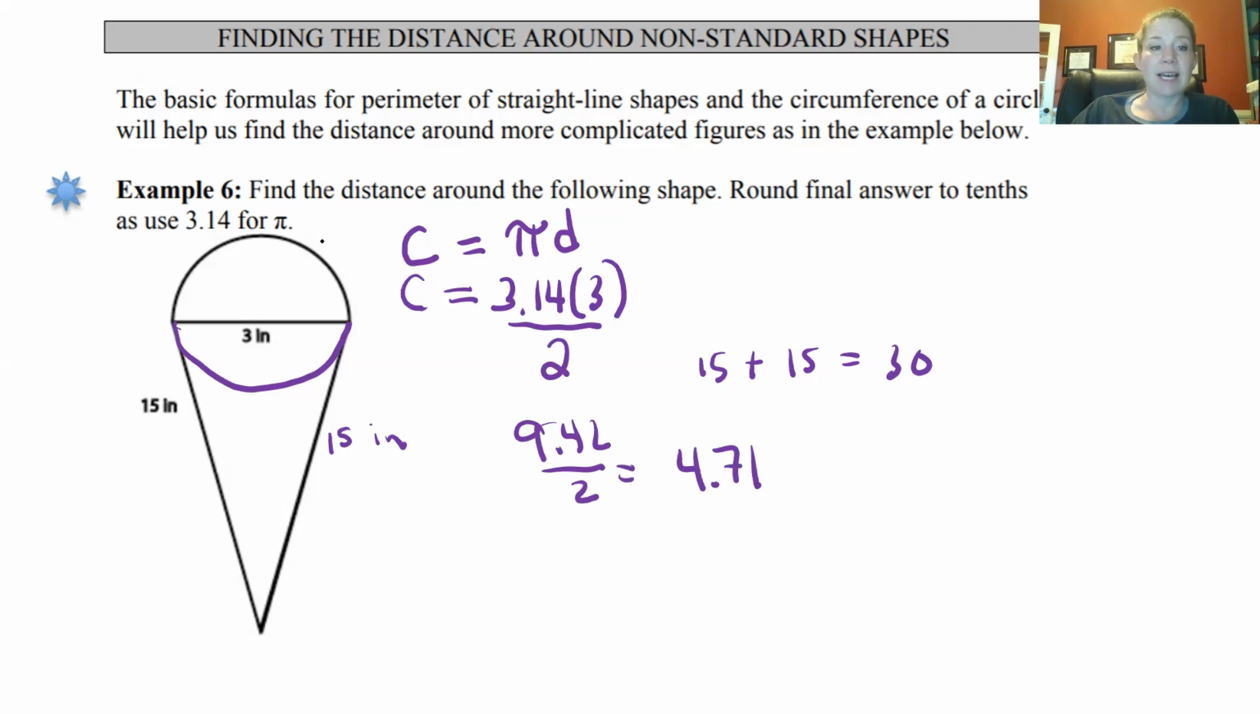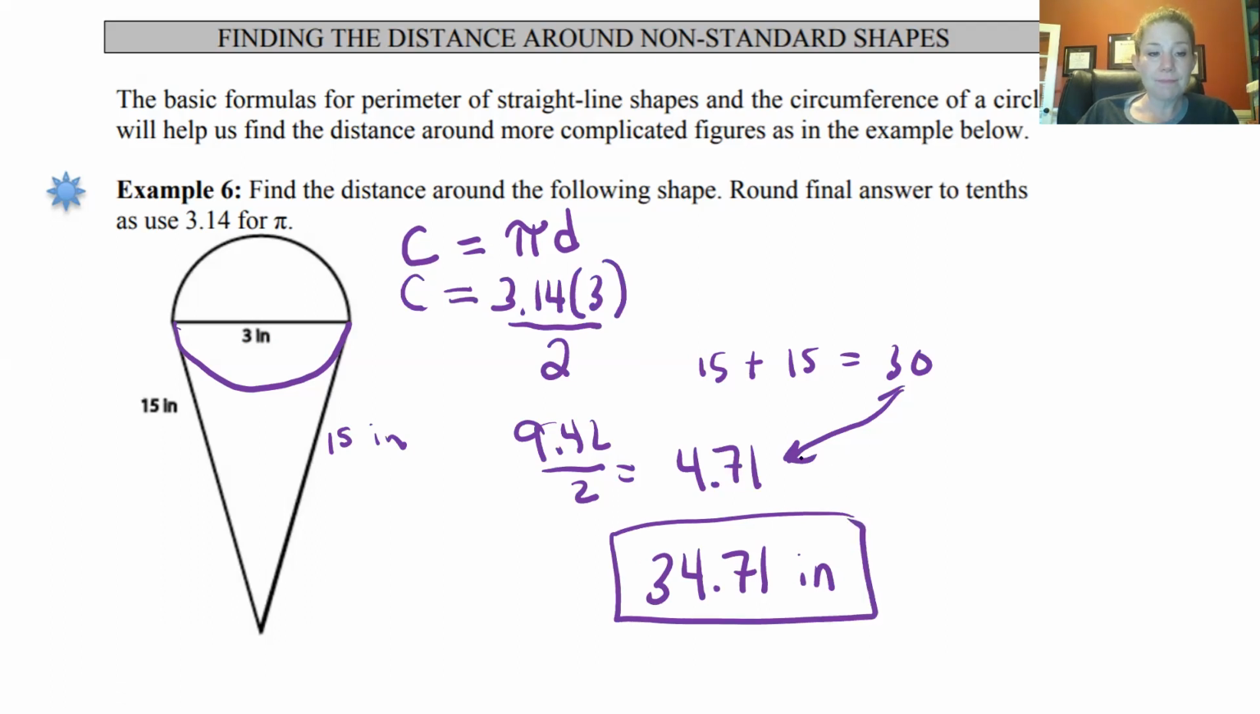So finally, the perimeter of our half circle is 4.71. We're going to add that to 30 for the bottom of our ice cream cone, and our total perimeter is 34.71 inches. That's the perimeter of our whole ice cream. All righty. So even though we didn't add 3 for part of our perimeter, we had to use 3 to find the circumference of the top of our ice cream cone.